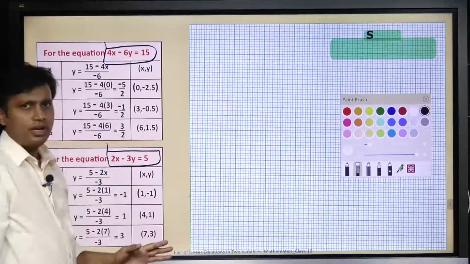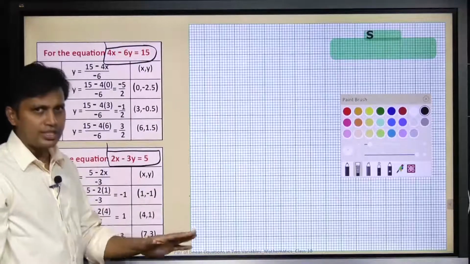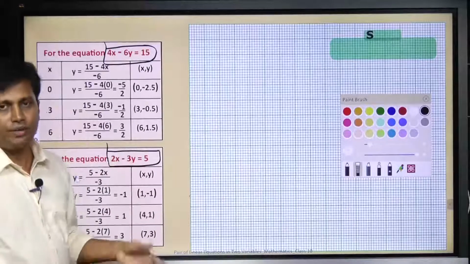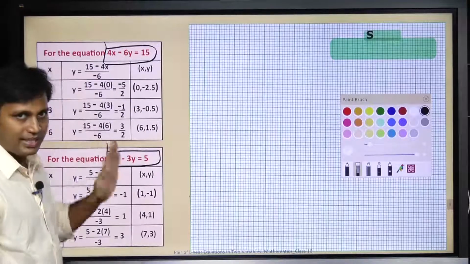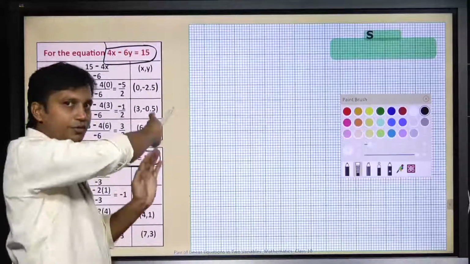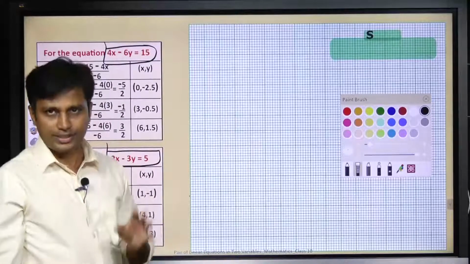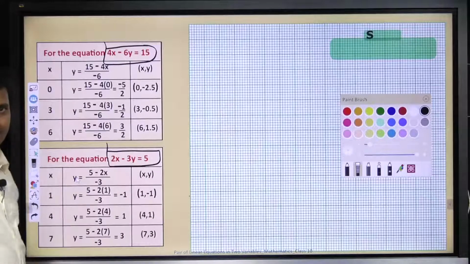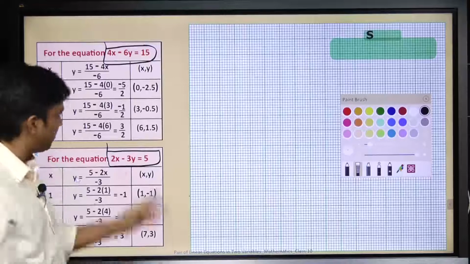And as I said before, how to get the ordered pairs of x and y: according to the same process, apply the same process here also and obtain the ordered pairs of x and y. How do we get them? Making y the subject means what? Keep y on one side of the equation and bring all the remaining variables and coefficients to the other side, and then put some values for x randomly. It's your choice. Now here some examples we took from 0 to 6: 0, 3, 6, and we obtained the values of y as -5/2, -1/2 and +3/2.